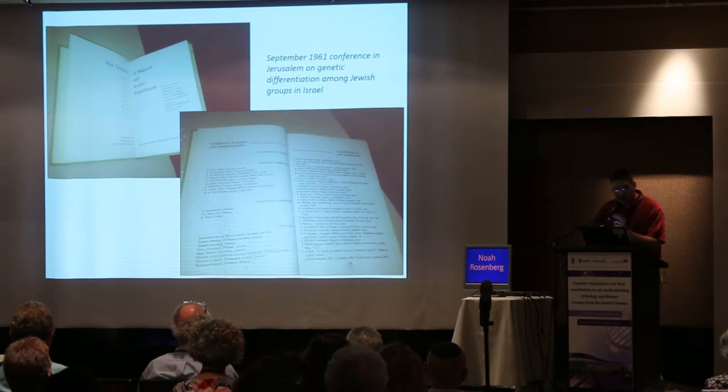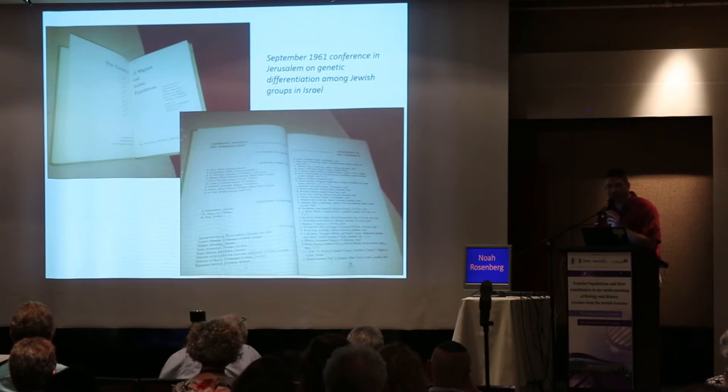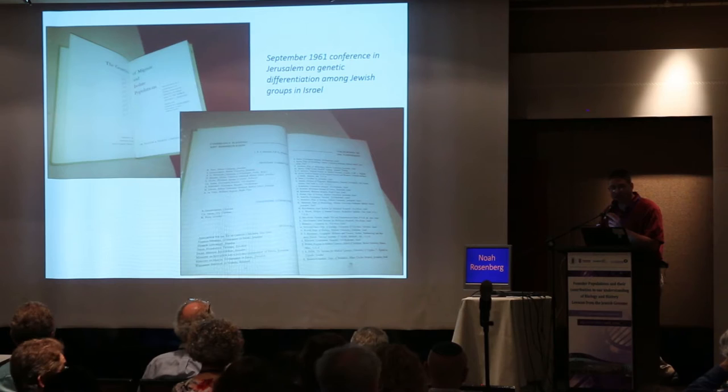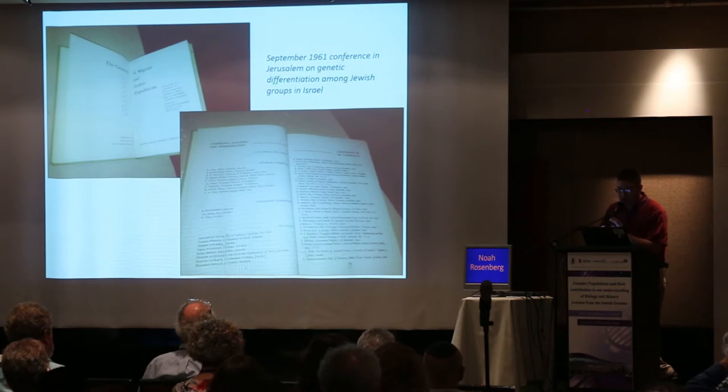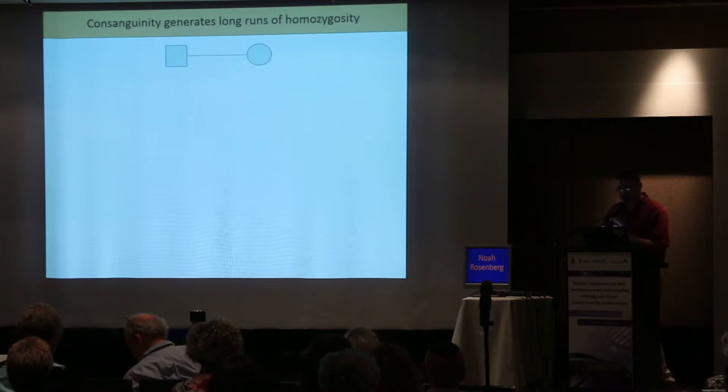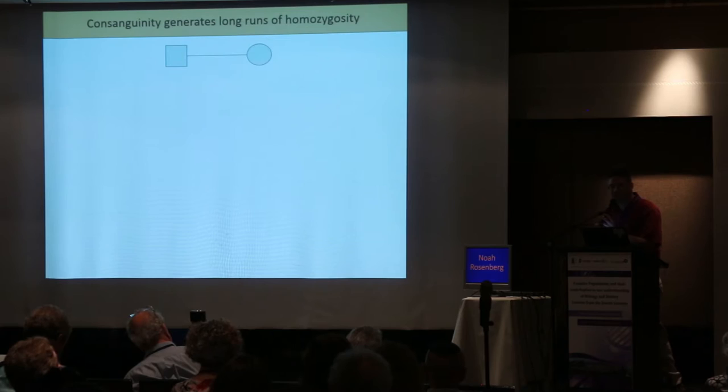So with that background, my topic is on runs of homozygosity and consanguinity, really fundamental aspects of human genetics that trace back to some of the earliest studies in human genetics, some of the earliest understandings of heredity. So in a pedigree, when genetic material is transmitted from parents to offspring, if we have consanguineous marriages, those marriages can generate long stretches of the genome that are homozygous.